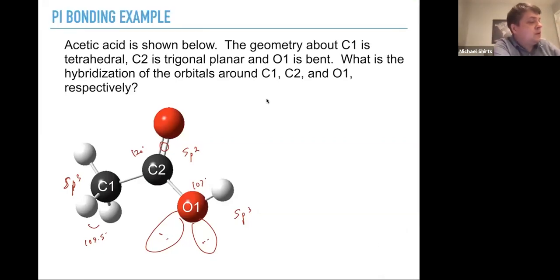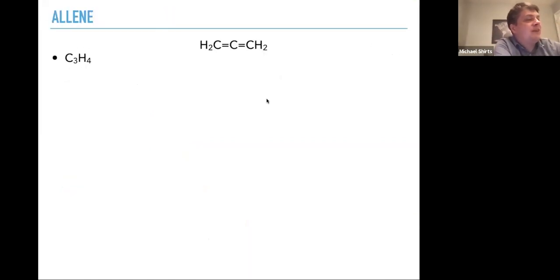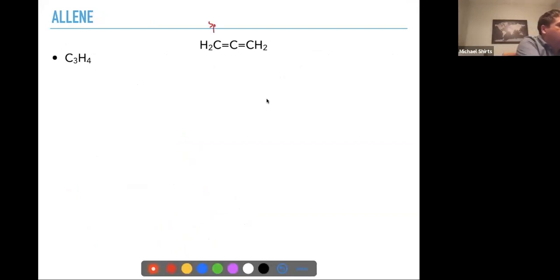Okay. So one more example, this is my favorite one here, allene, C3H4. So what does it look like? You've got an sp2 hybridized carbon here, an sp2 hybridized carbon here, and an sp hybridized carbon in the middle. We have double bonds, so the carbon in the middle has two pi bonds, but that's not like a triple bond. It's two pi bonds in two different directions.